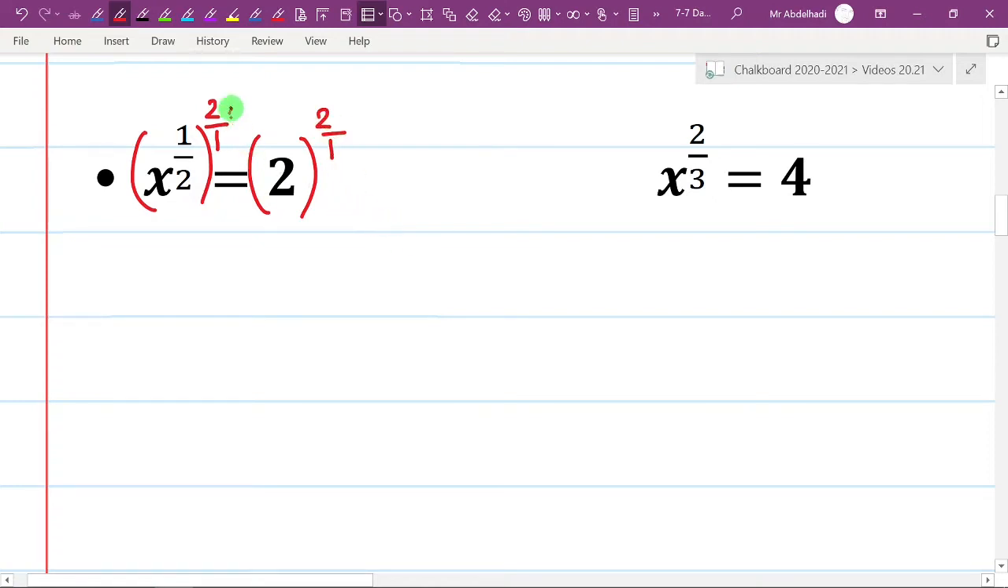All right? Now, the 2/1 cancels out the 1/2, and you've got an x. Mission accomplished. You've solved. And on this side, 2 to the 2nd power is 4. And now we're done. So really simple.